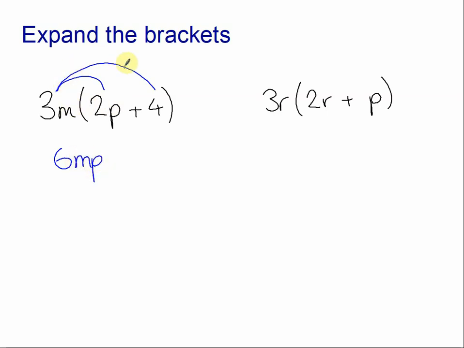Now we've got 3 M's, but 4 times 4. So 4 lots of 3M, or 3M lots of 4. Doesn't matter which way you say it. But 3 times 4 is 12. There's only one letter, so I'm just writing the M.